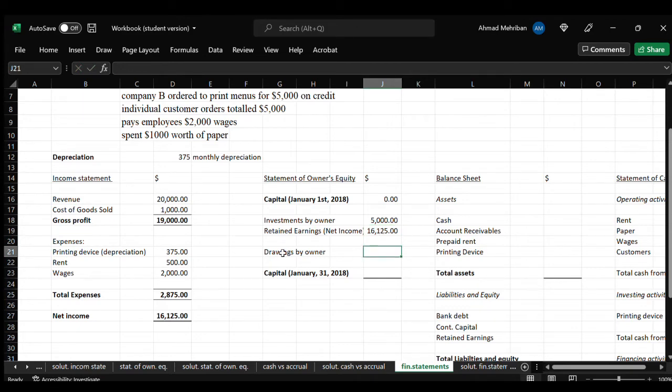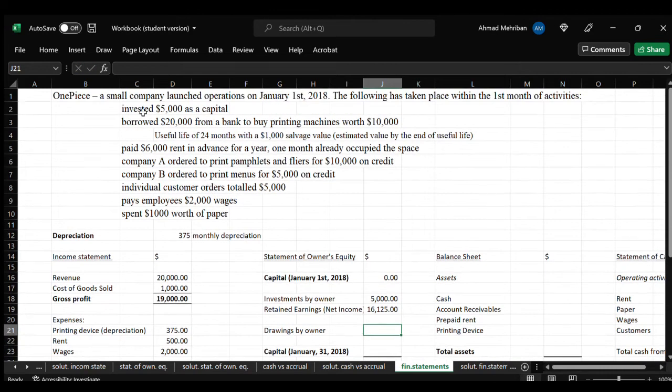And about drawings, you can look at each of those lines and you can see that there was no drawing from the business, so the owner never took any money, so this is just zero. That's it. And this is our statement of owner's equity.